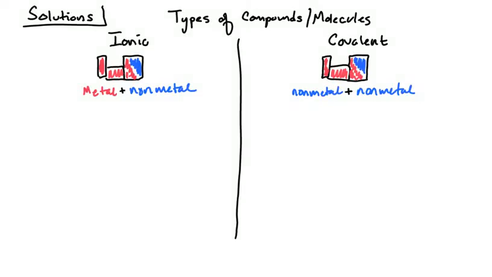This is part one in a two-part short summary of solution chemistry. It's important, first of all, to start out reviewing the types of compounds or molecules that are out there.